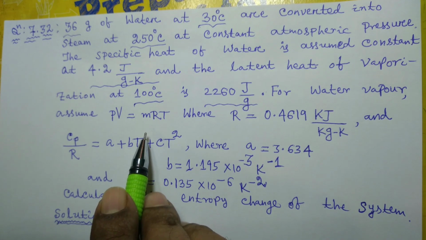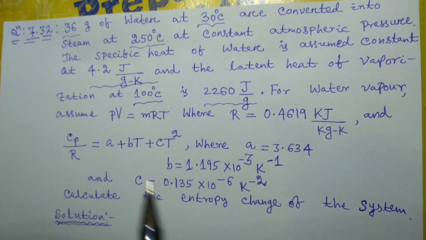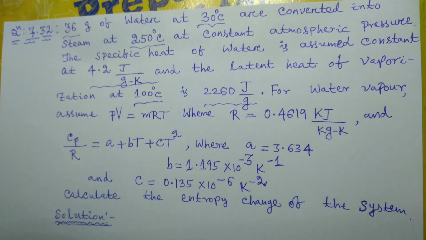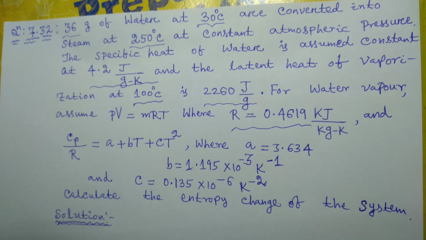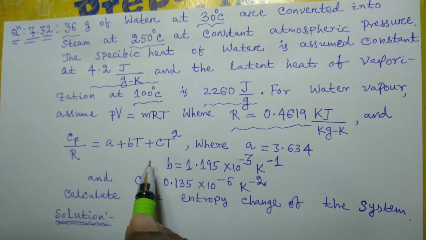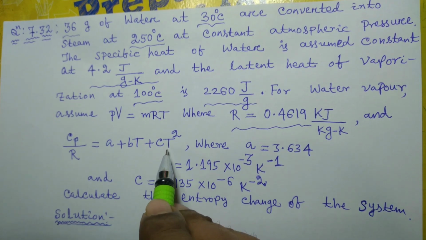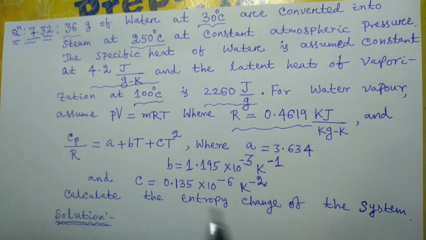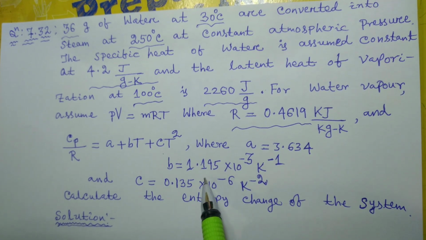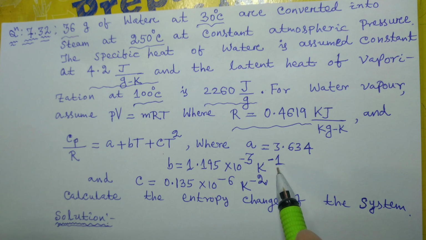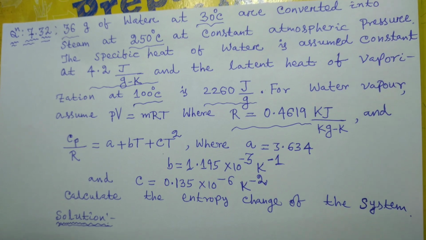You know, when water is in its vapor state, it will behave like a gas. So it will definitely follow the ideal gas equation, PV equal to MRT, where R is 0.4619 kilojoule per kg Kelvin, and Cp divided by R will be A plus B into T plus C T square. This will be a function of absolute temperature, where A is 3.634, B is 1.195 multiplied by 10 to the power minus 3 Kelvin to the power minus 1, and C is equal to 0.135 multiplied by 10 to the power minus 6 Kelvin to the power minus 2. Calculate the entropy change of the system.